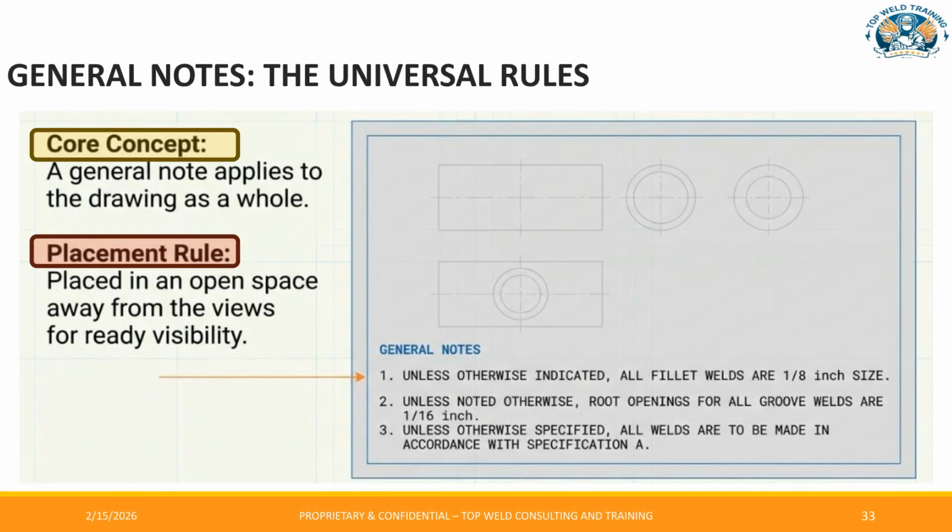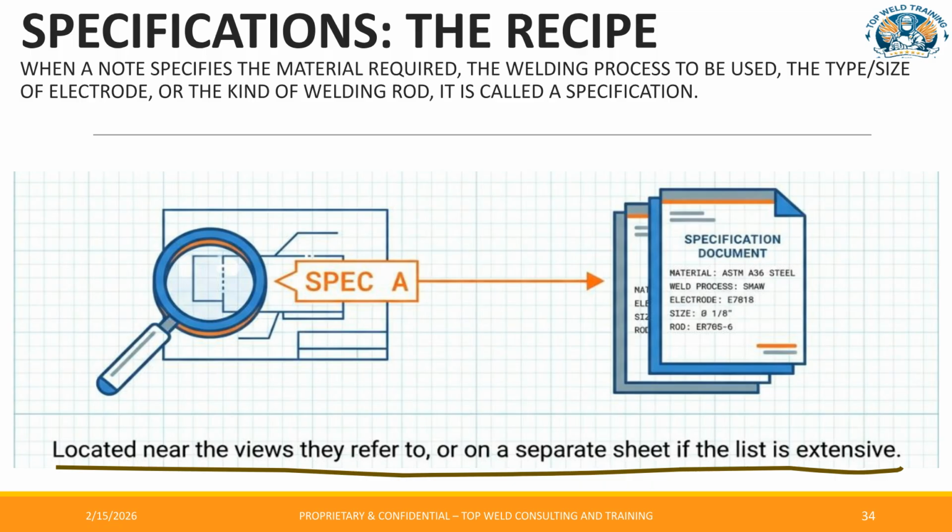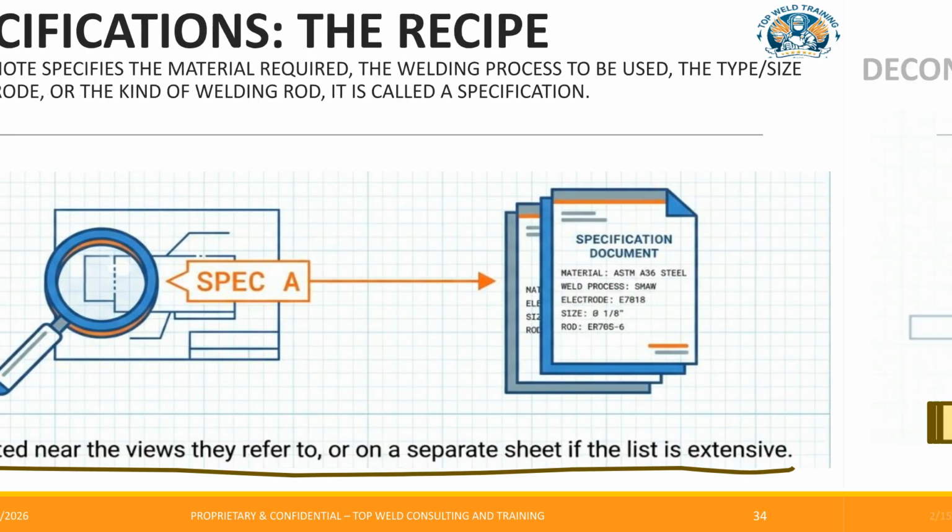General notes are the universal rules of the document. These apply to the entire part or assembly, rather than one specific location, and are typically grouped together to ensure they aren't missed. Specifications serve as the project's recipe. When a note defines materials, welding processes, electrode sizes, or rod types, it provides the technical requirements that ensure the final product meets engineering standards.